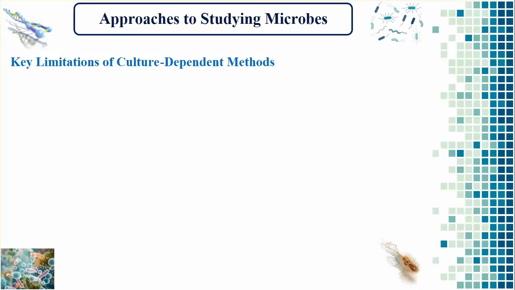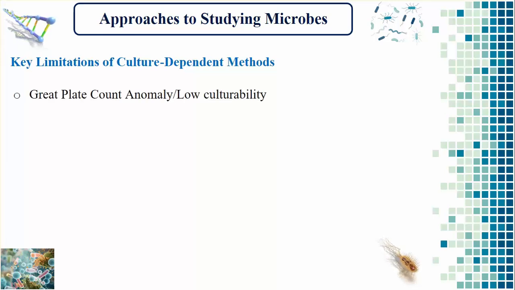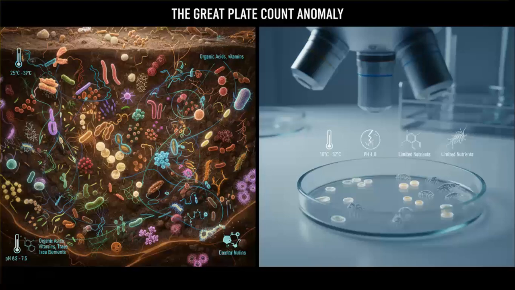Although the culture-dependent methods have been the foundation of microbiology for more than a century, they also have several important limitations. One of the most well-known limitations is the great plate count anomaly, or low culturability. When scientists collect an environmental sample such as soil, seawater, or even samples from the human gut and examine it under a microscope, they can observe thousands or even millions of microbial cells. However, when the same sample is placed on agar plates in the laboratory, only a very small fraction of these microbes actually form visible colonies.